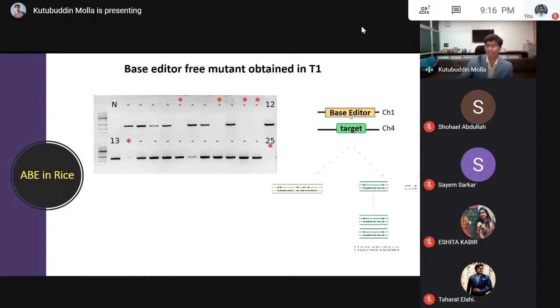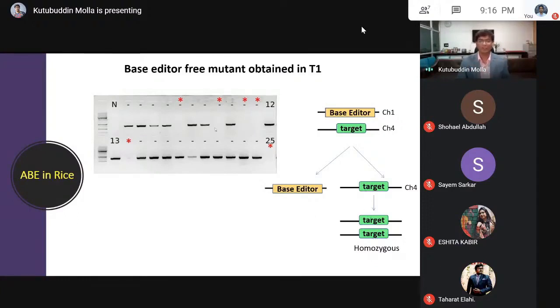So in the next generation, in a sexually propagating cell, if you grow the seeds, some seeds will contain it. It is called segregation, Mendelian segregation. The base editor would be segregated out from the targeted mutant. So in a few generations you would get only the mutant plant, without any kind of inserted DNA. So you don't select for the base editor, you select only for the mutation.